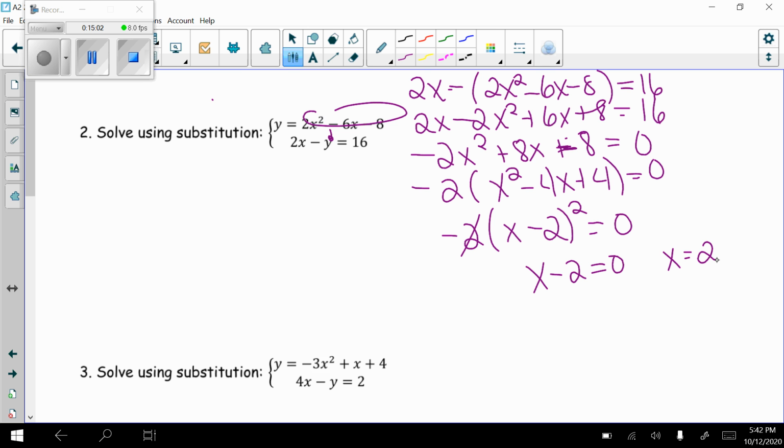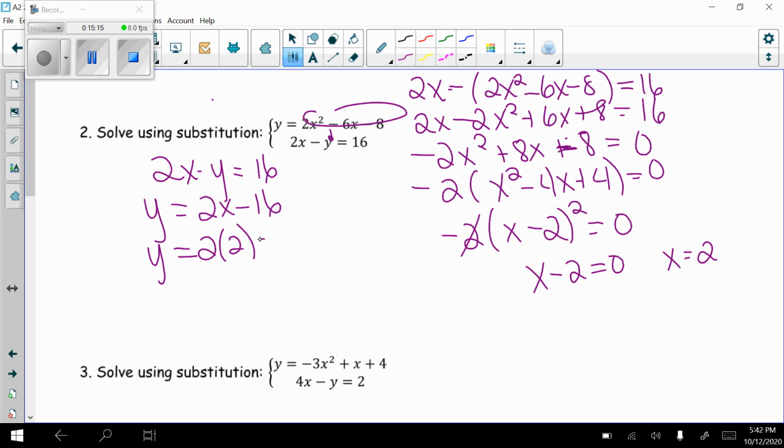Again, I'm going to take the second equation, 2x minus y equals 16, get the y by itself, so I end up with y equals 2x minus 16. I'm going to plug x equals 2 in there, so y equals 2 times 2 minus 16. So 4 minus 16, y equals -12. So my one solution here is 2 comma -12.